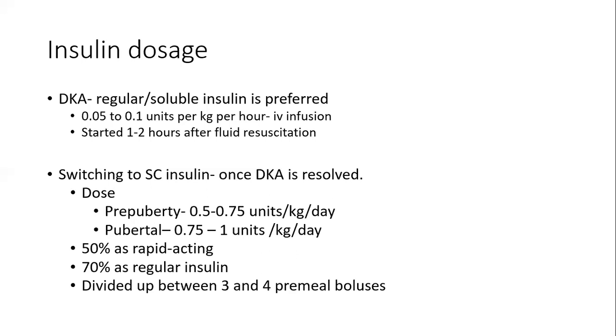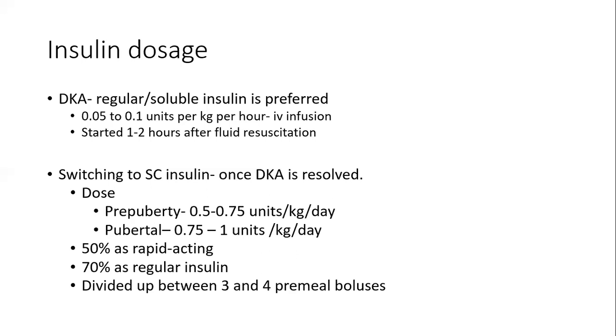But for a newly diagnosed diabetic, after DKA, if that patient is pre-pubertal, then we start at 0.5 units per kilo per day of insulin. If pubertal, then it's 0.75 to 1 unit per kilo per day. And this is where you start. If you're using the rapid-acting insulin and the long-acting insulin combination, then 50% would be the rapid-acting insulin. If you're using regular insulin, as I said, they overlap, so you have some basal, then 70% would be regular insulin, and the long-acting would be 30%.